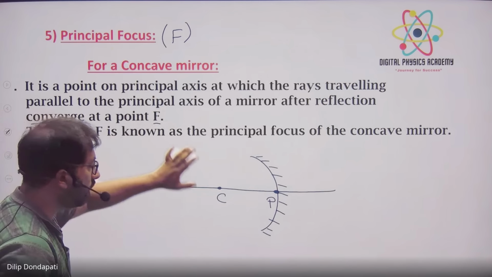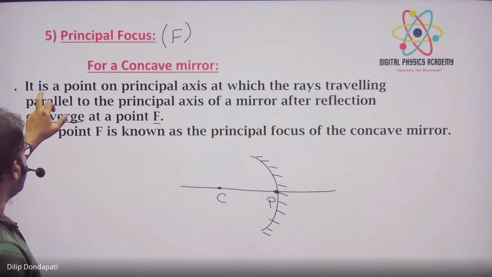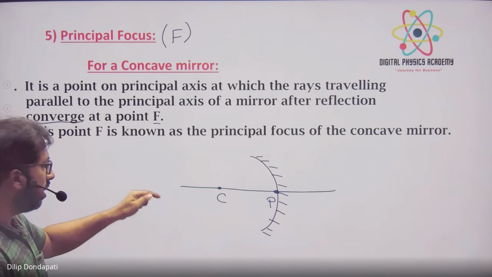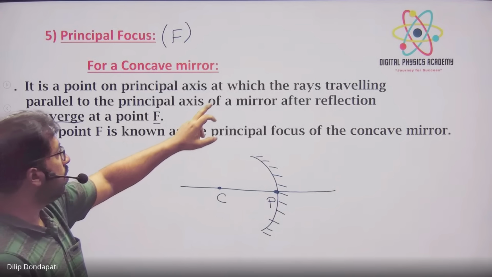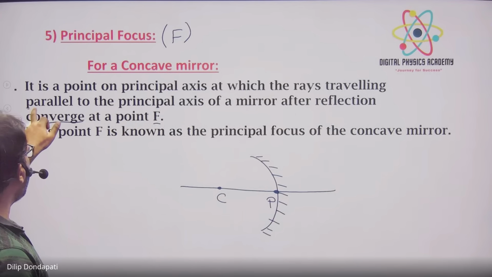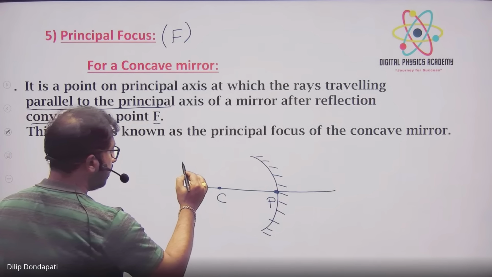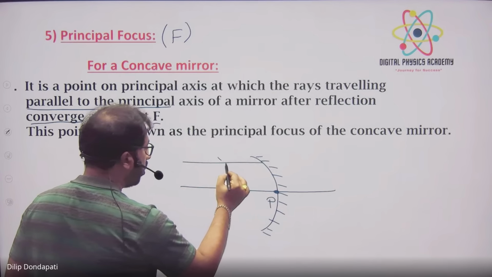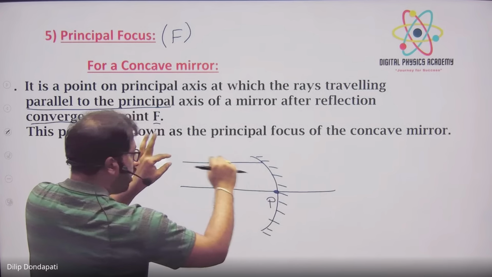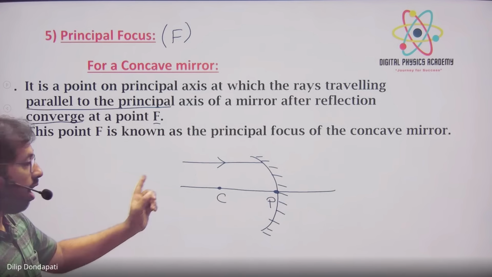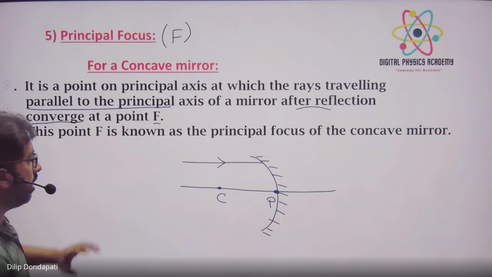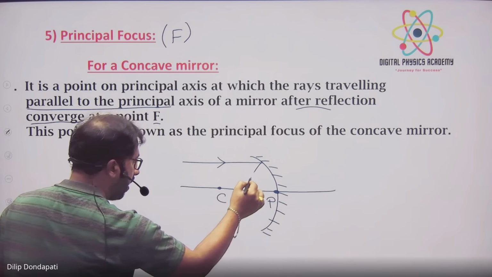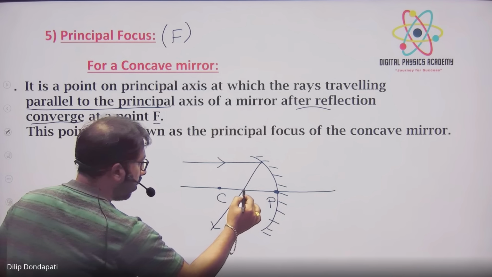Very good. Now let's see where the principal focus will be. It is a point on the principal axis. Definitely the principal focus lies on the principal axis only. When rays travel parallel to the principal axis, I am inserting rays parallel to the principal axis. Look, this is the principal axis, and parallel to it I am inserting a line. After reflection, it converges at a point F. It is meeting, passing through one point that is called F.